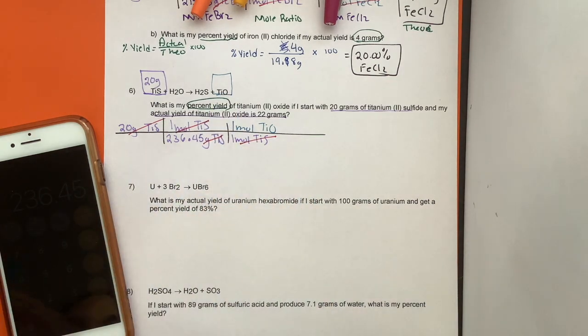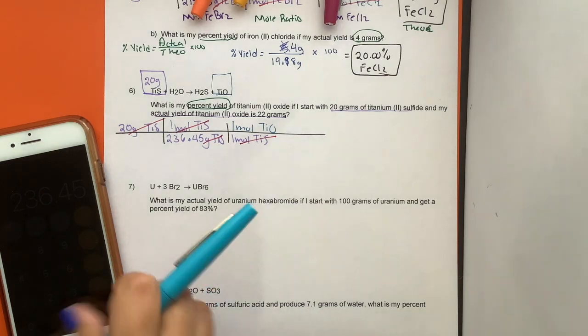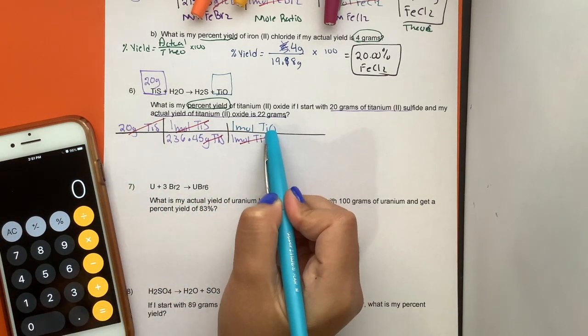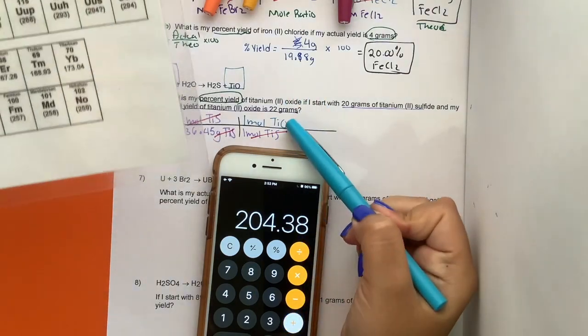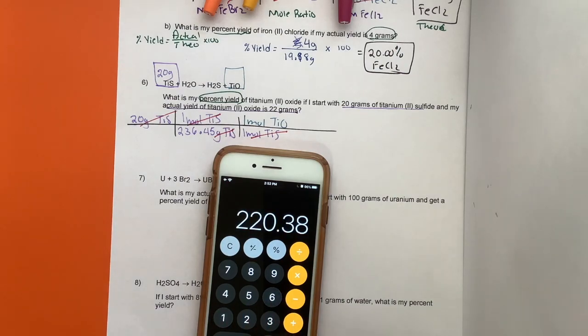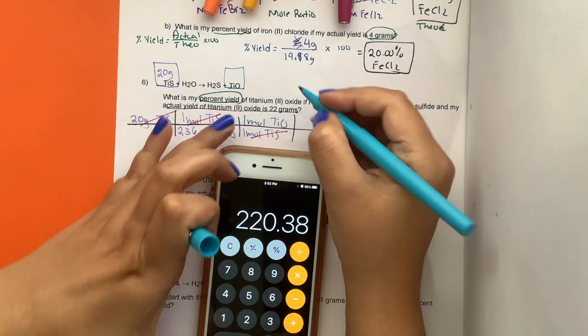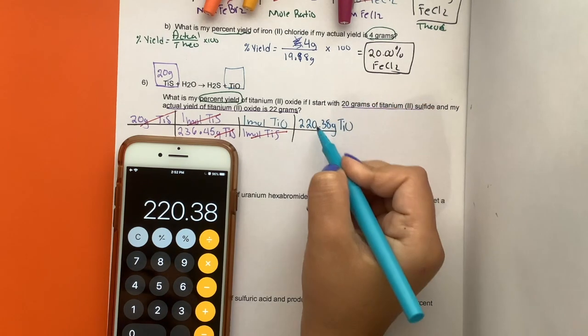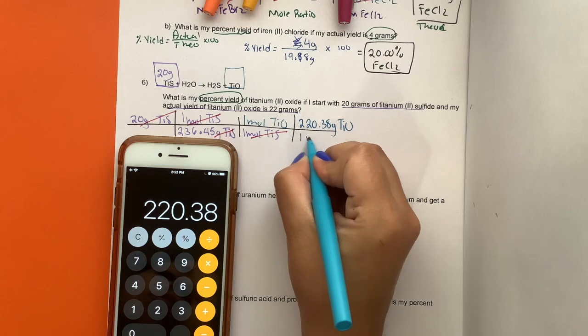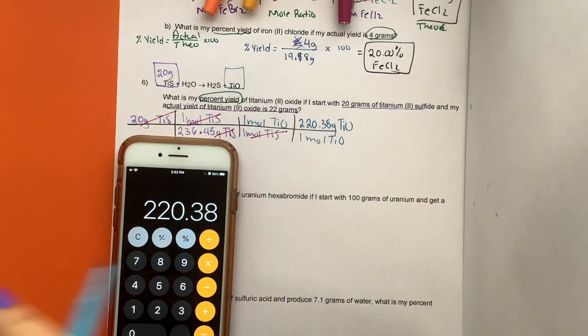Okay, I need to find the grams. So now I need to figure out the molar mass of TiO. Again, titanium has a mass of 204.38 plus the mass of 1 oxygen, which is 16. And that gives me a molar mass of 220.38 grams of TiO. I'm going to put that number on the top, because on the bottom I want moles, so the moles and moles cancel each other out.